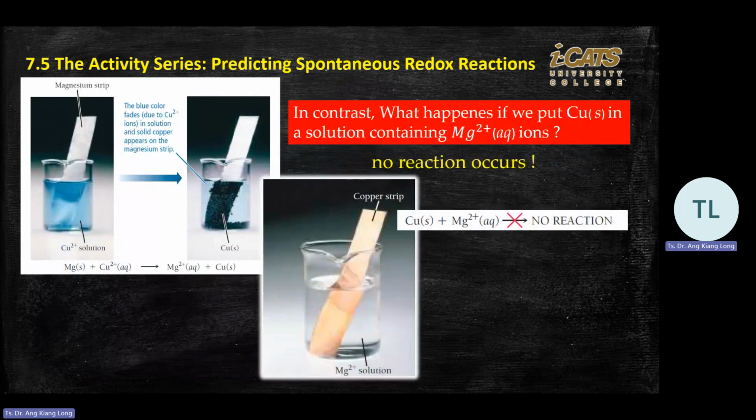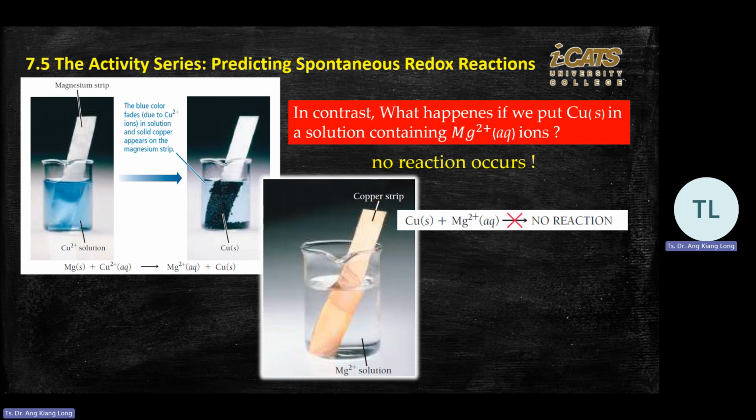So for example, if you put solid copper in magnesium 2 plus, there will be no reaction. The diagram on the top left hand side, because magnesium is more reactive than copper. That's why magnesium can become ion and change the color to blue, and because copper receives electron, it will become solid. Copper will become solid decomposition.